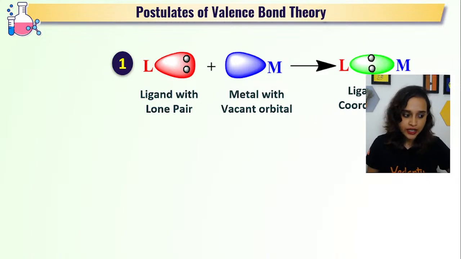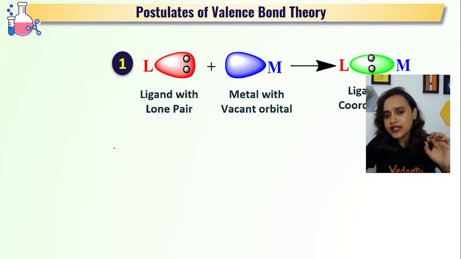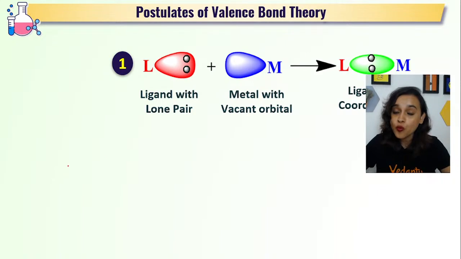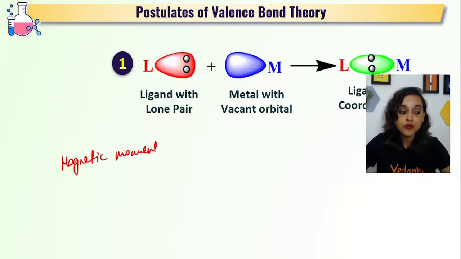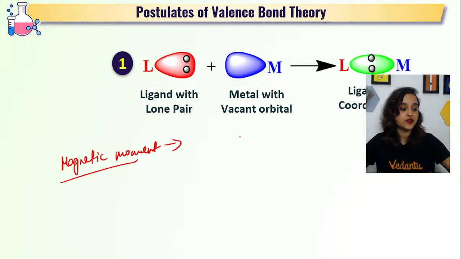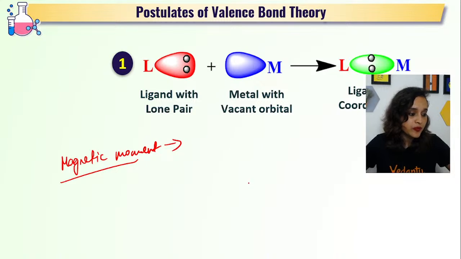Now, one more thing. We will read about the postulates a little later. In valence bond theory, there is one term that is very, very important, which is magnetic moment. Does anyone know what is magnetic moment? What is magnetic moment, my dear student?